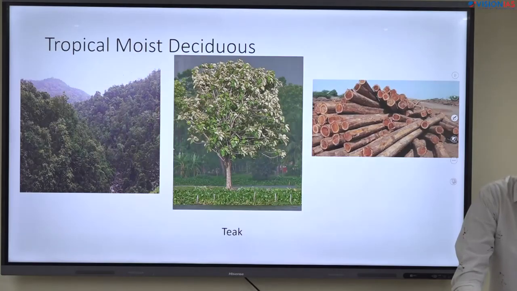You will easily find it. It's spread in a very large area in India. Start looking from Uttarakhand. Uttarakhand, eastern India, even in the northeast, it is present. Central India, Madhya Pradesh, Chhattisgarh, on the coast of Andhra, and even in the Western Ghats.